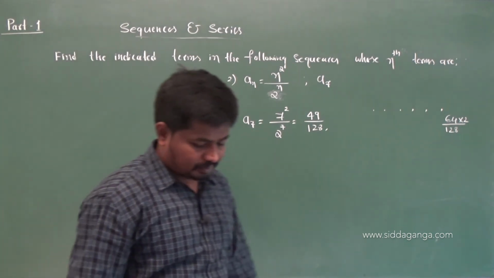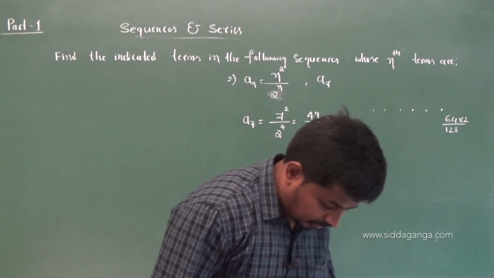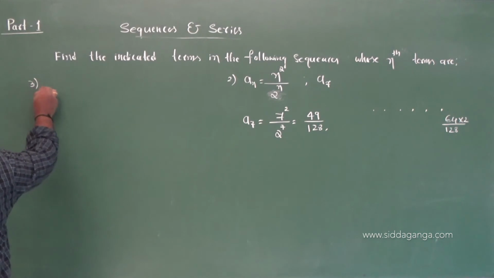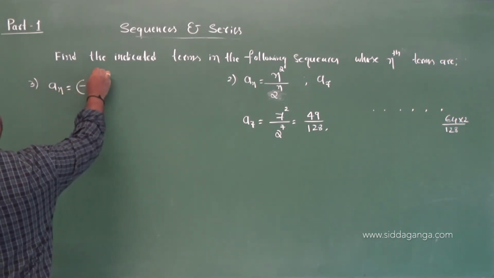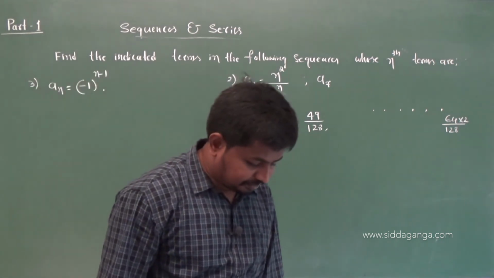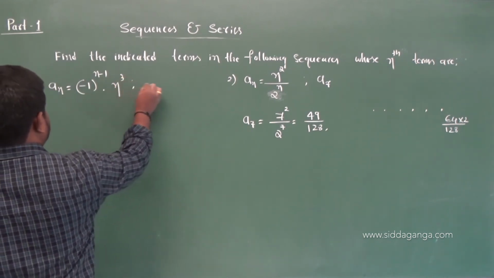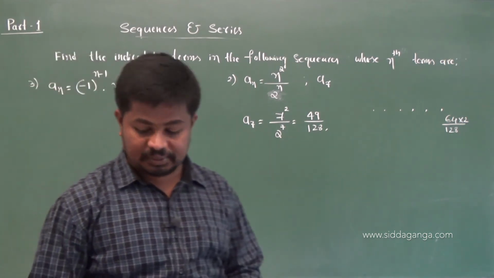Next one. The nth term is minus 1 power of n minus 1 into n cube. You have to find a9, the 9th term of the sequence.